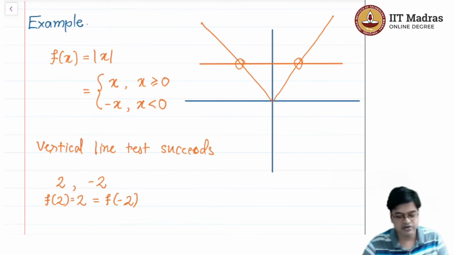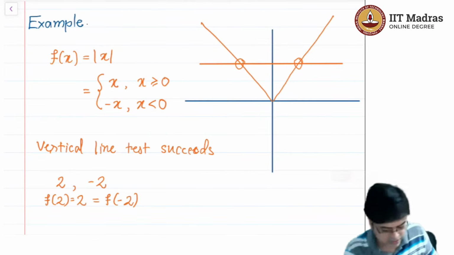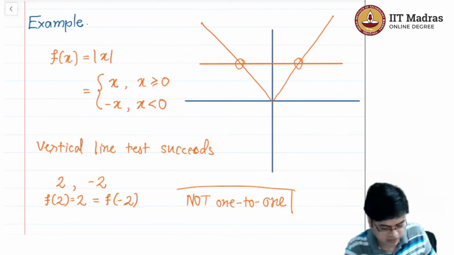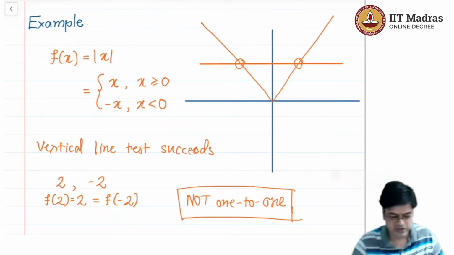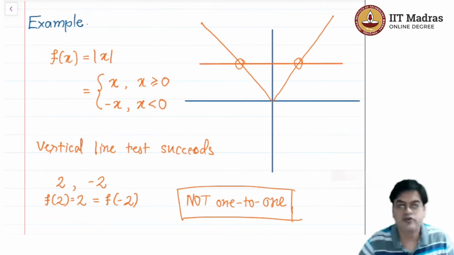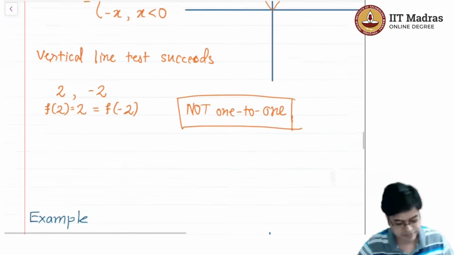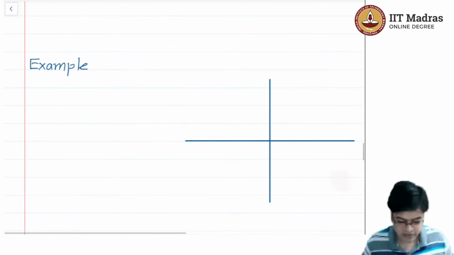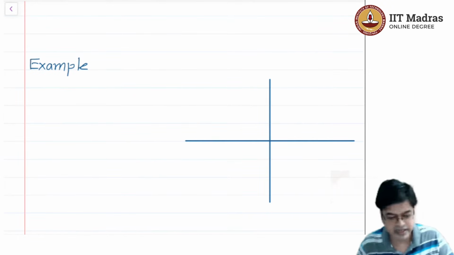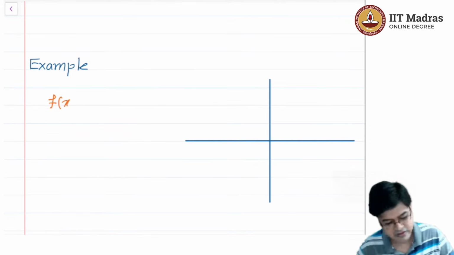Therefore, this is not going to be a one-to-one function. So our conclusion is it is not a one-to-one function. Then do we know functions that are one-to-one? So since we have taken f(x) is equal to mod x, let us take a function f(x) to be equal to x.